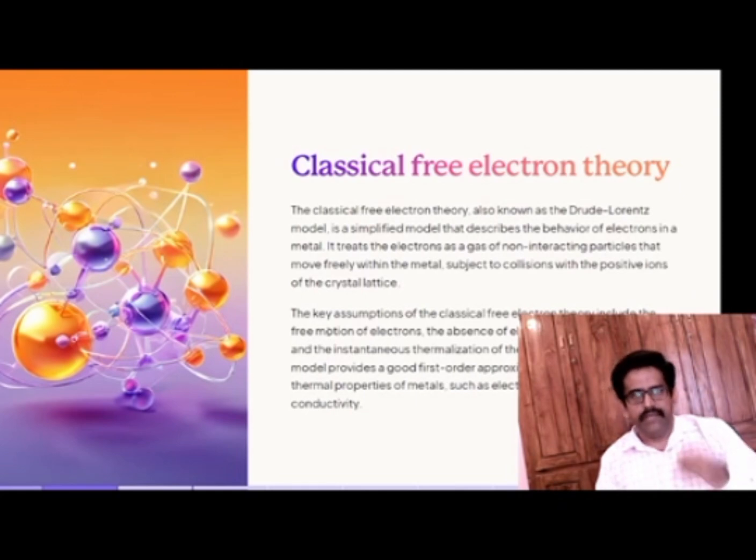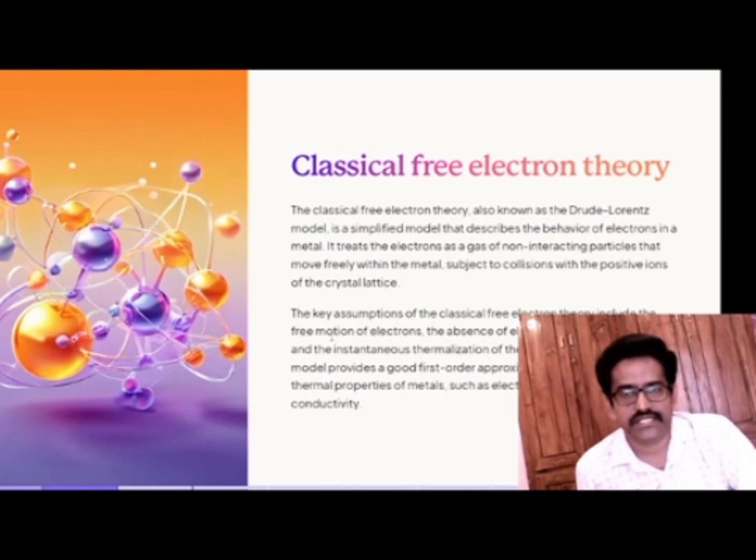Similarly, there are some merits and demerits of this classical free electron theory. From this theory, there are two main demerits. From this classical theory, you cannot give the correct explanation of the photoelectric effect, the Compton effect, and Planck's black body radiation. And also you cannot give a clear identification of insulators and conductors.